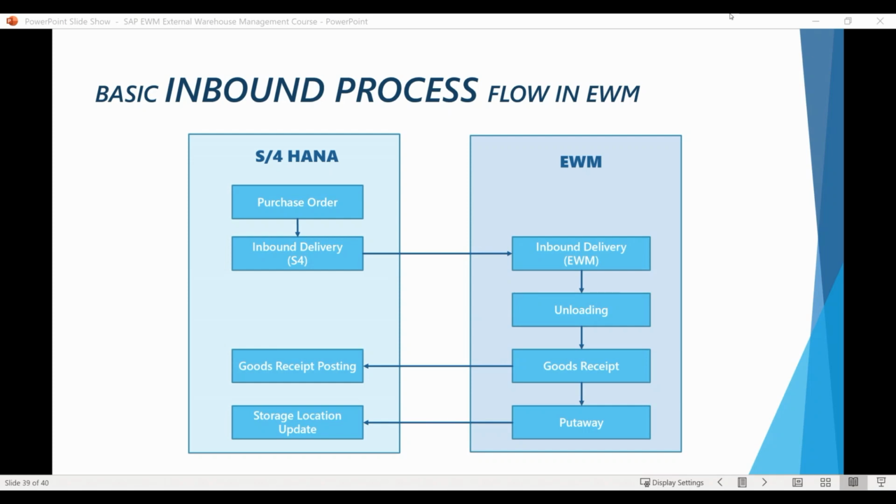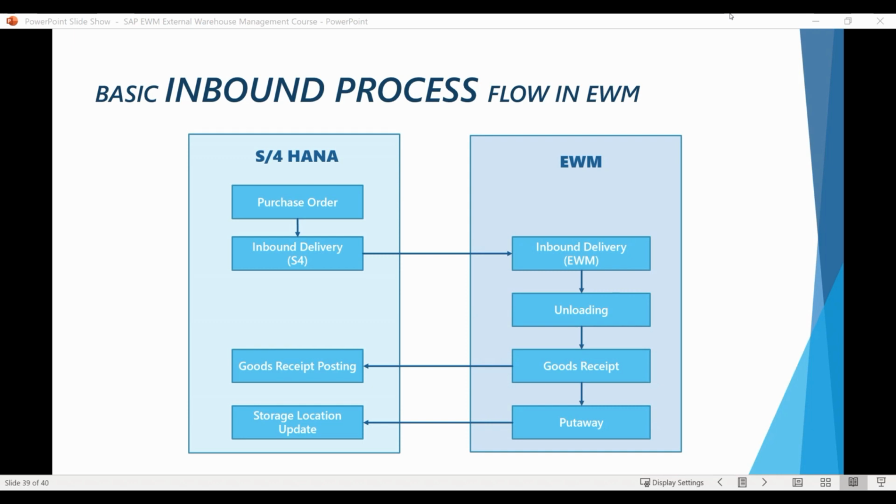In addition to the RFC-related integration settings, there are also some delivery-related integration settings that need to be maintained. But before we talk more about these settings, let's take a quick look at the high-level process flow for EWM-relevant inbound deliveries. As you remember from the inbound process demo, the standard process for inbound deliveries starts in S/4HANA, and the information about incoming deliveries is distributed to EWM from S/4.